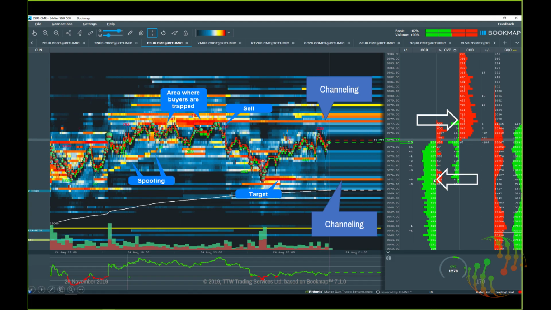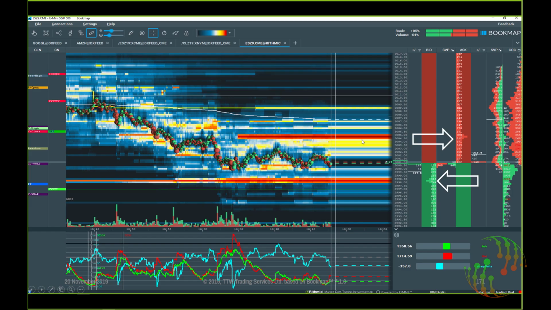And even if you are looking at the large lot tracker in Bookmap, you will see that these large lot trackers, these small vertical lines, are there in the same position. Look here. This is the latest one. We have 800 and 700 here. It's nearly the same numbers.